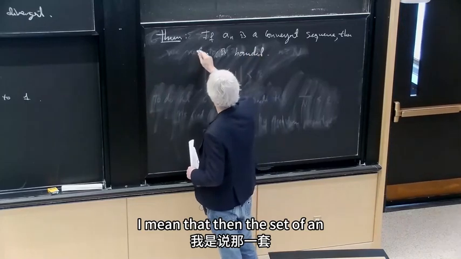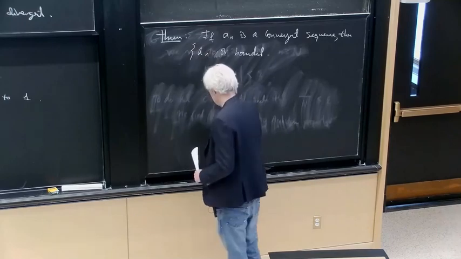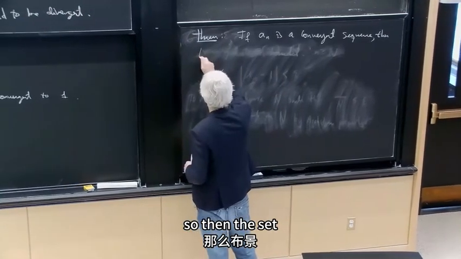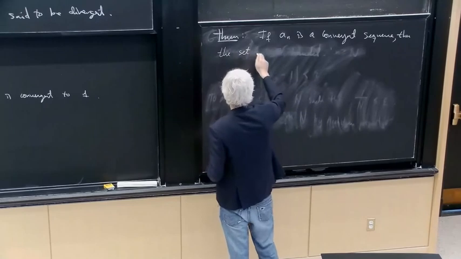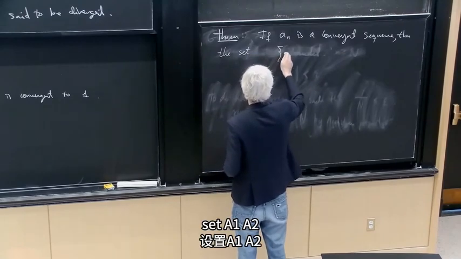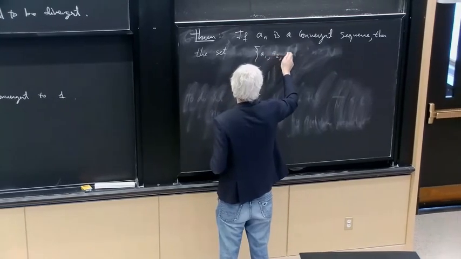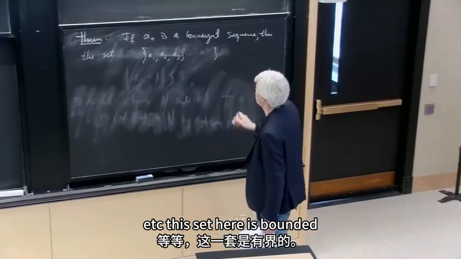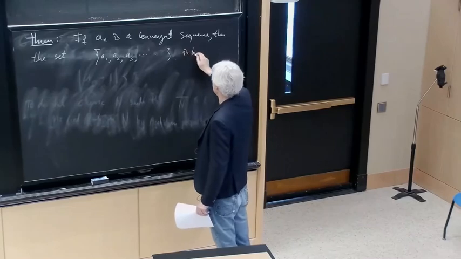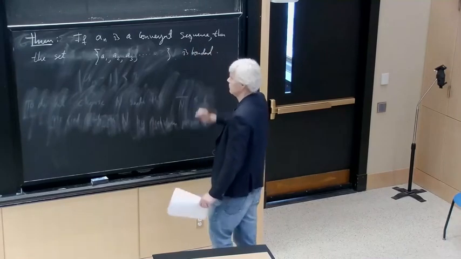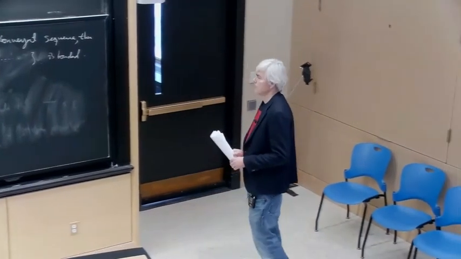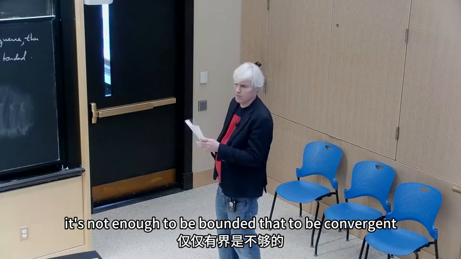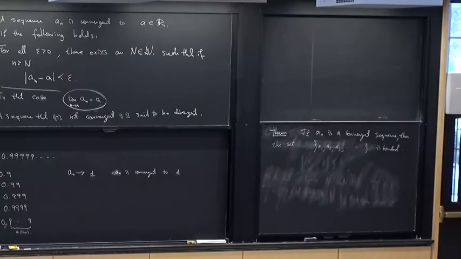I mean that the set of a_n, so let me just explain that. So then the set a_1, a_2, a_3, etc., this set here is bounded. It's not enough to be bounded to be convergent, but it is a necessary criterion. Right?